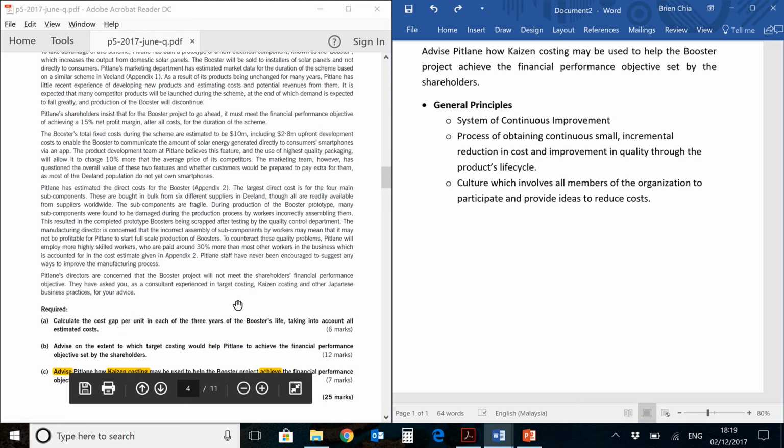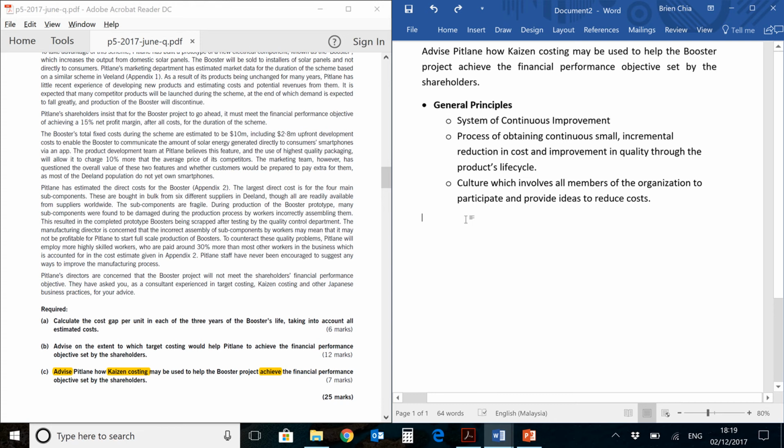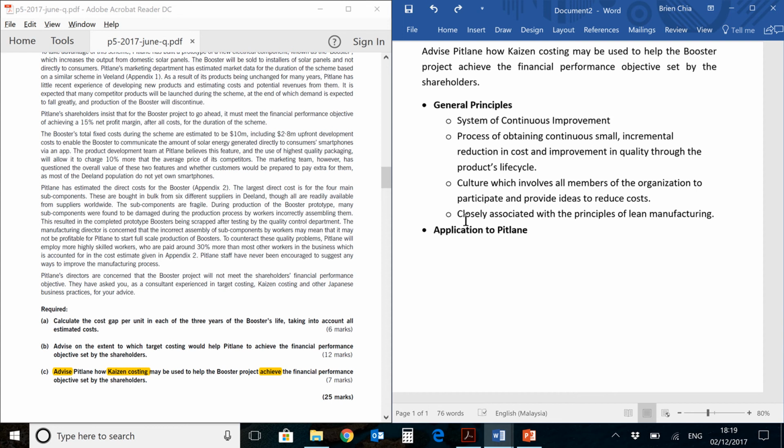So when it comes to advice, we need to talk about things specific to pit lane over here. So let's take a look at what the question has for us. Application to pit lane. Oh yeah, I forgot. My last bullet point here is closely related to the principles of lean manufacturing. So it's related to things like reducing inventory, just in time, total quality management, and so on and so forth.